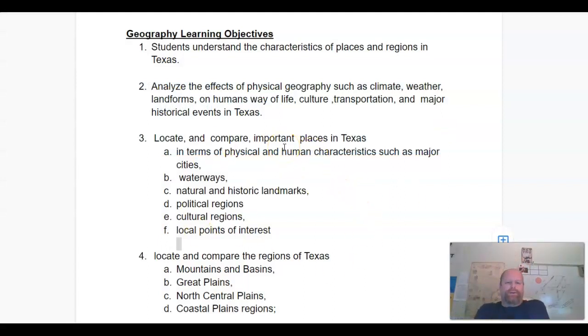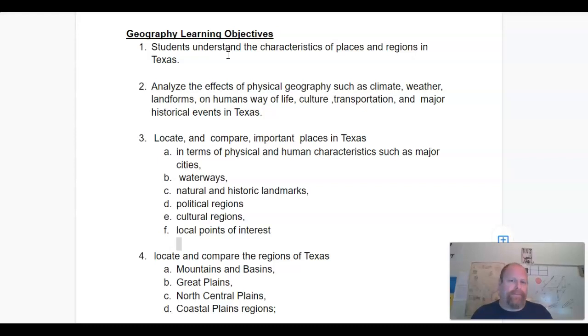The idea here is that if you've got an objective, that means you have to do something. You've got to achieve something. You've got to get something done. So, for example, number one here, students understand the characteristics of place and regions in Texas.